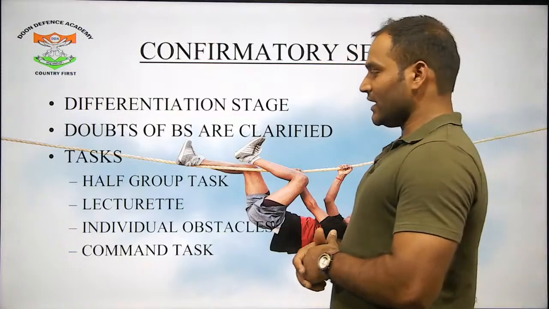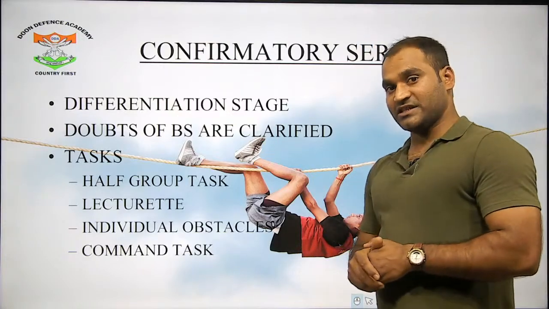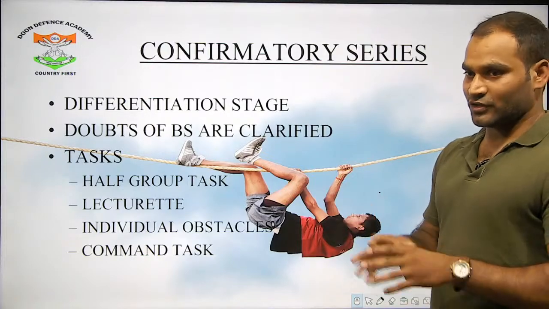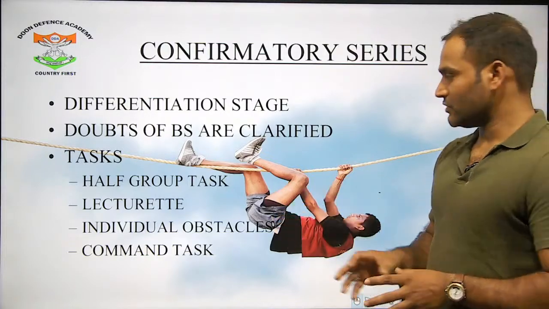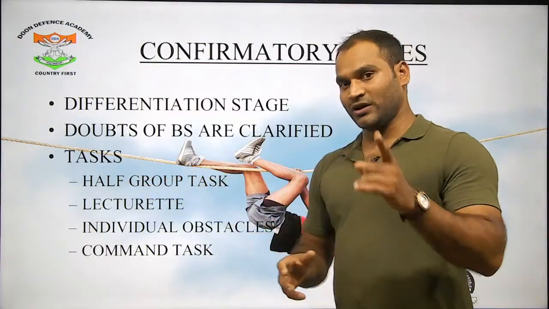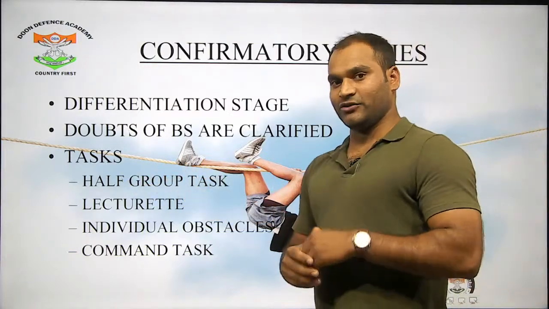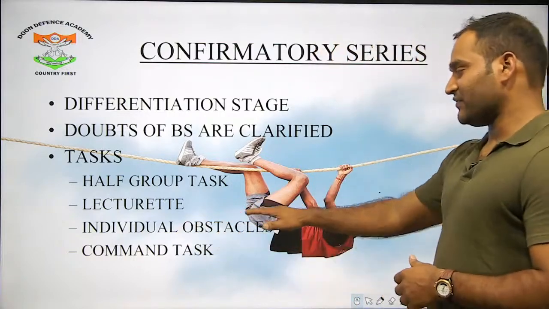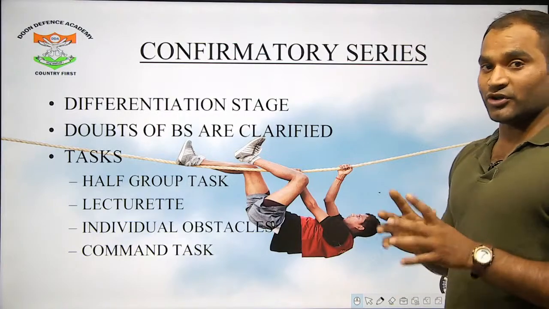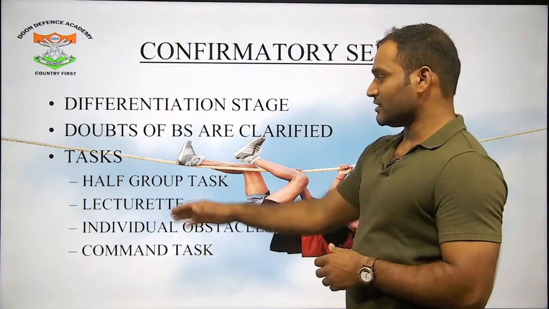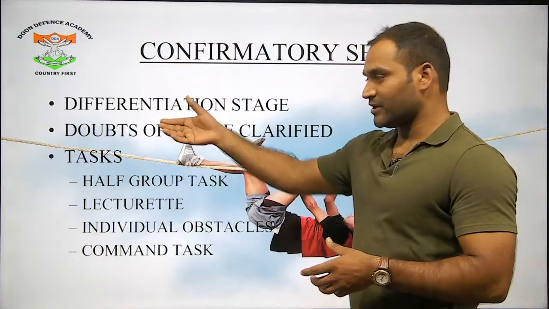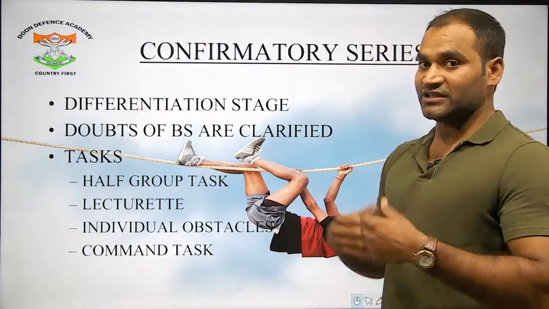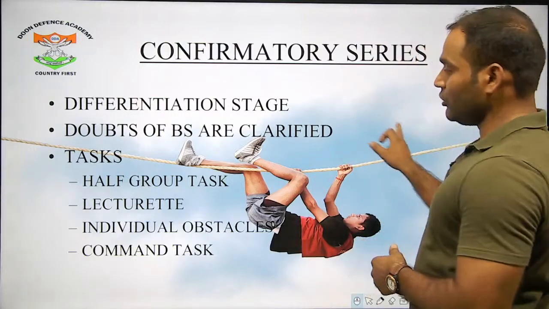Now, what are the tasks highlighted here? There are 4 tasks in the conformity series. One is half group task, similar to the PGT, nothing new is there, only the group is divided into 2 groups. So, that is why we call it half group task. Only one task will be there. The lecturette means you have to speak on any topic for 3 minutes. Individual obstacle, this is the entirely physical obstacle, and individually you have to do it. A command task is a similar task, like that you have done in PGT and half group task, but here only a person has been given the authority and he is required to show how he will solve the situation.